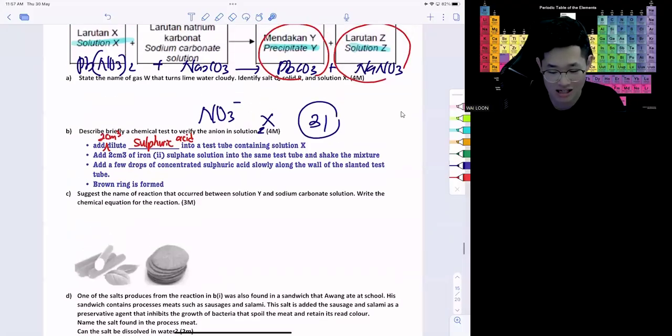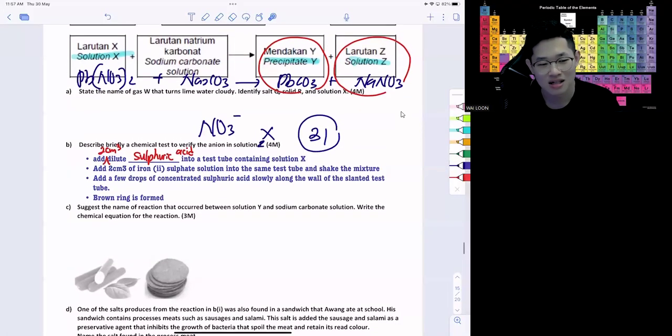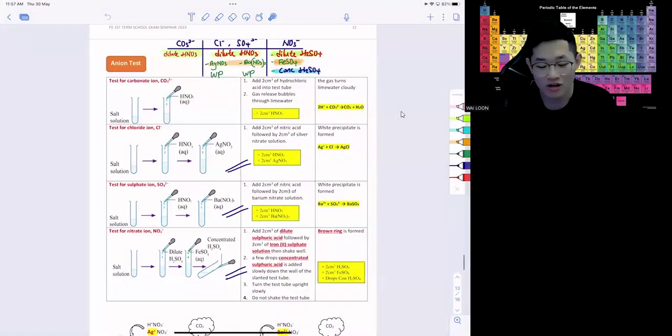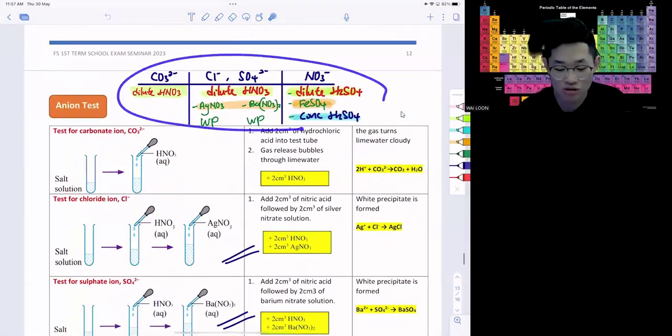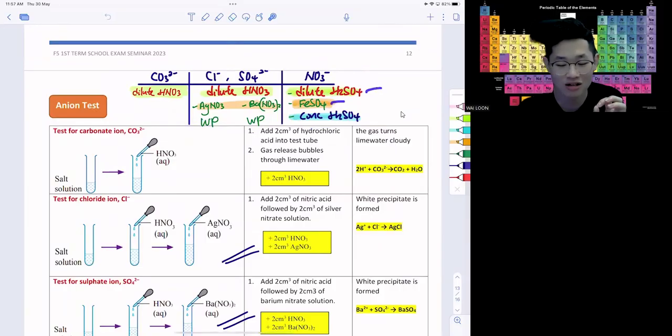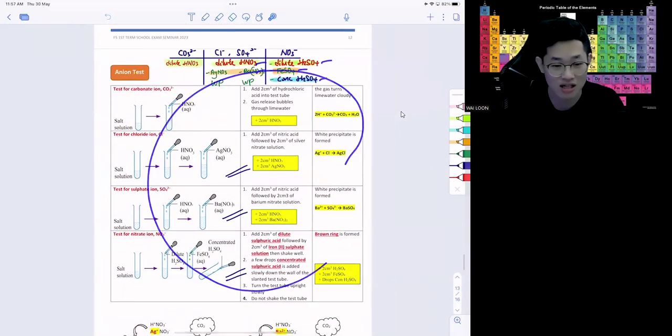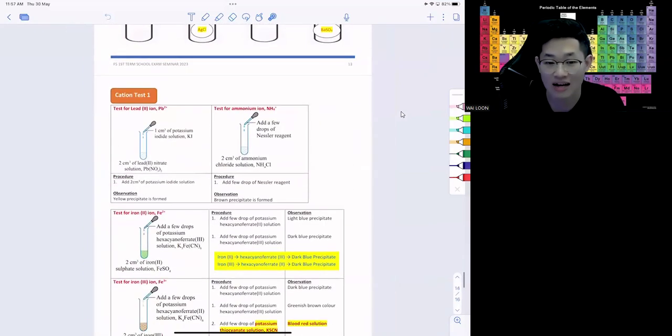Now, the cation test. We'll finish it in 5 minutes. Hopefully you understand already. The method I taught you is just to help you to remember some of the reactants here. But to write the complete answer, you still have to practice yourself. Okay, same for the cation.